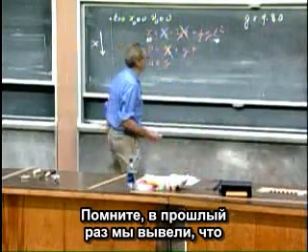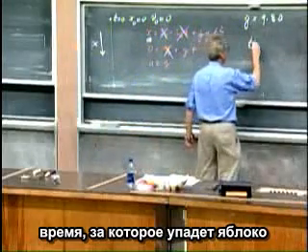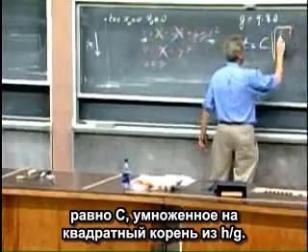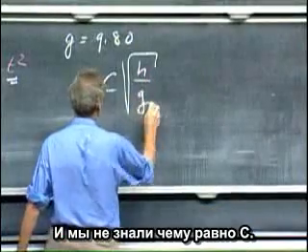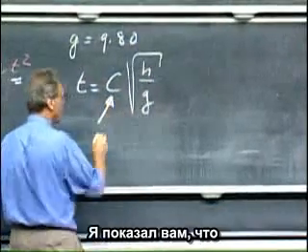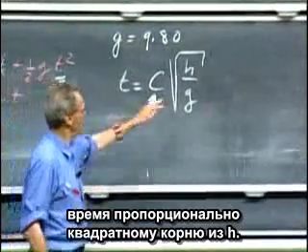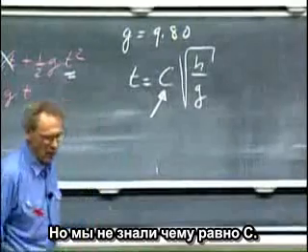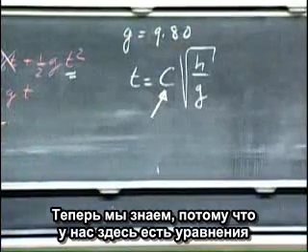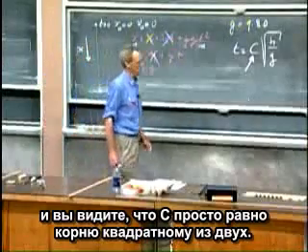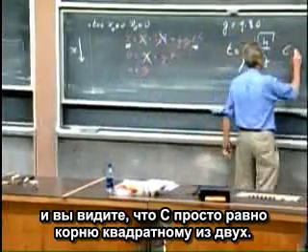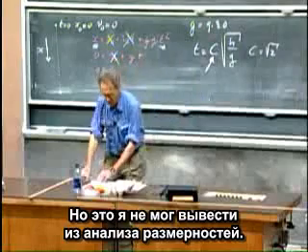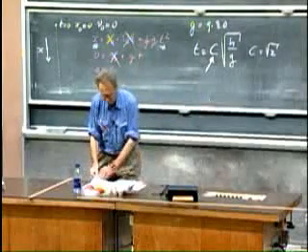Remember that we derived last time that the time that it takes for the apple to fall was c times the square root of h over g. I did a demonstration to show you that the time is proportional to the square root of h. We never knew what that c was. Now you know, because now you have the equations here, and you'll see that that c simply was the square root of 2. But I could not derive that from my dimensional analysis.